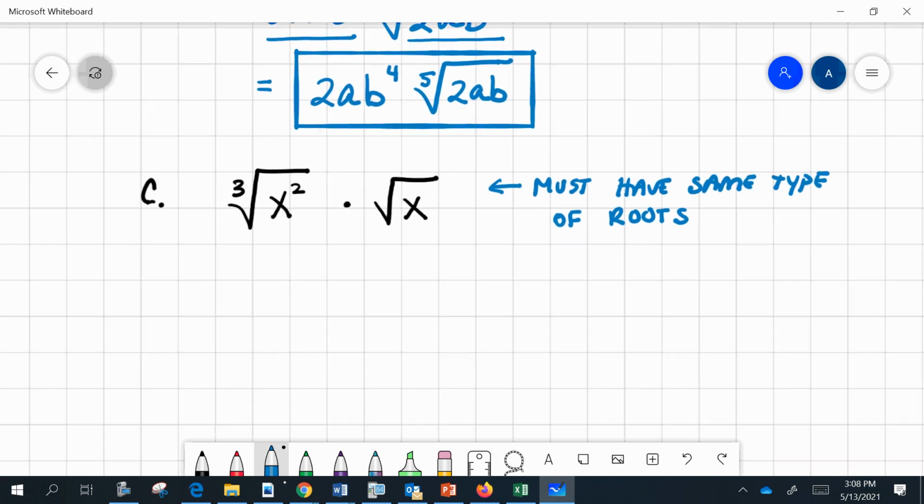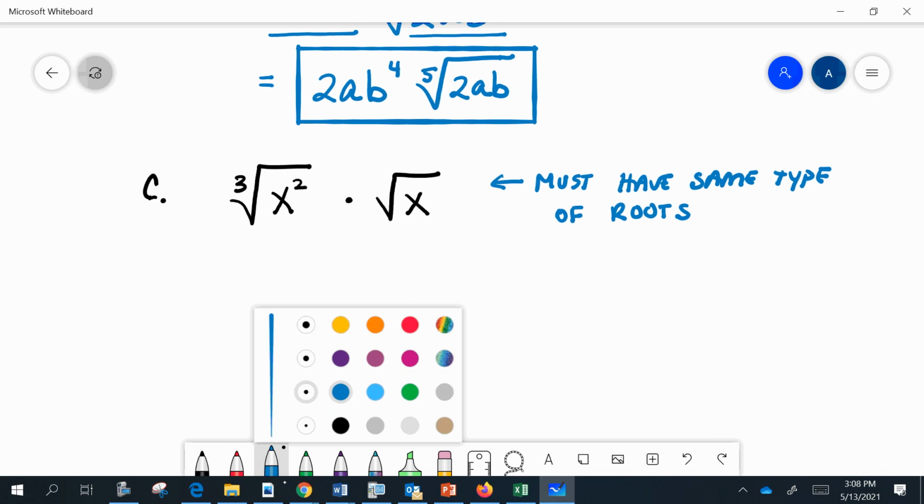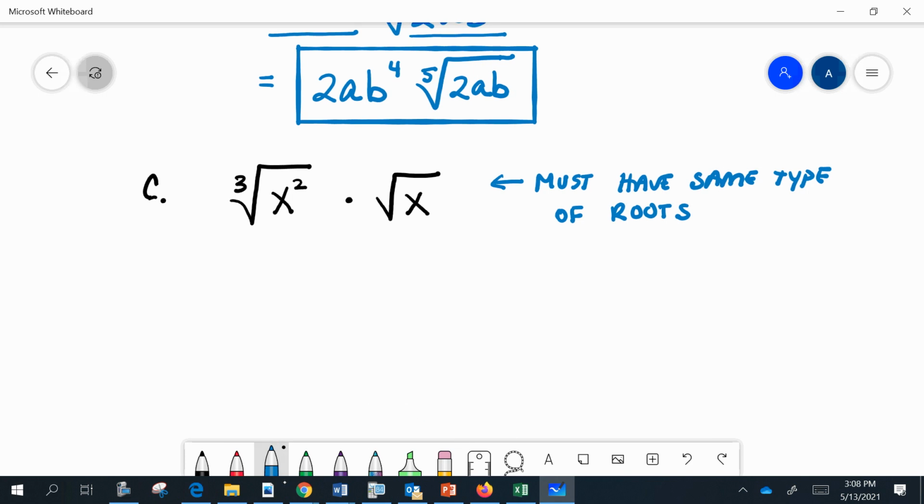So here's what we're going to do: we're going to apply what we've learned about changing this to an exponent. So I can rewrite this in exponent form, and what we learned is that the power is the numerator and the denominator is the root. The cubed root of x squared is the same thing as x to the 2/3. And we can change the square root of x to an exponent. This would be like having the first power, and this root is assumed to be the second root. So this is going to change to be x to the 1/2 power.